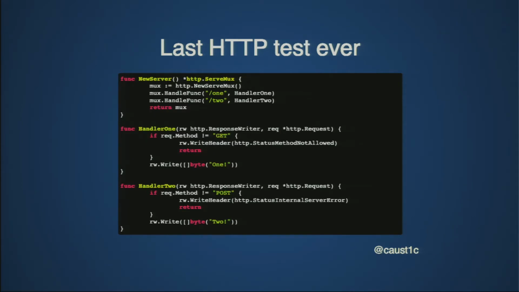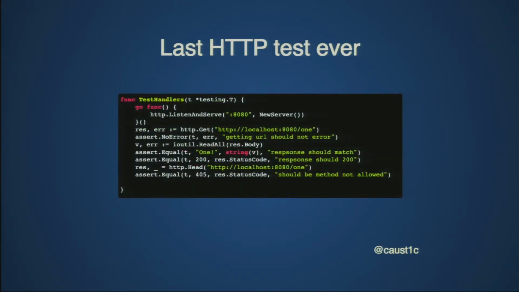So what we have here is a new server which returns a basic serve mux. It has two handlers, which are just examples, of course. Both of the handlers have a check on the method and return some data. So this is fairly simple. We're just going to use this as an example.